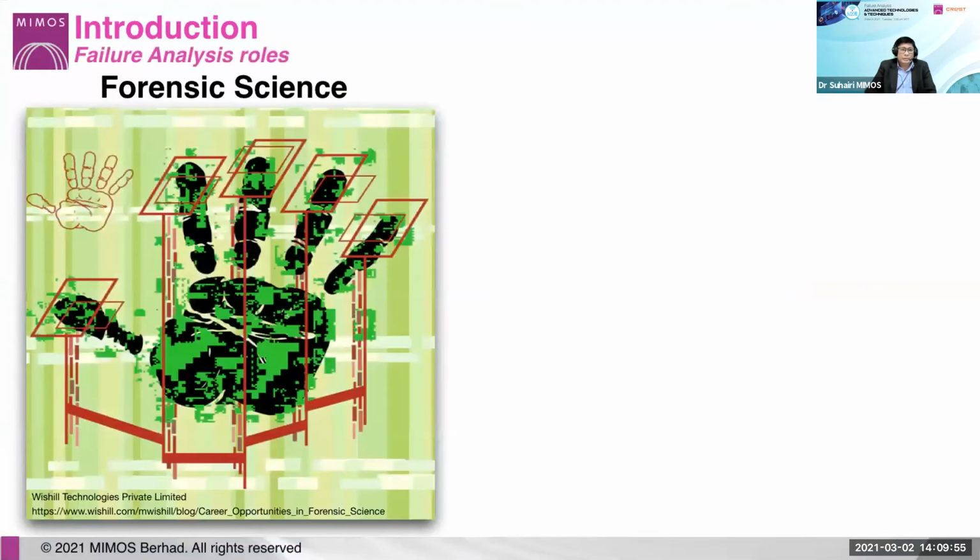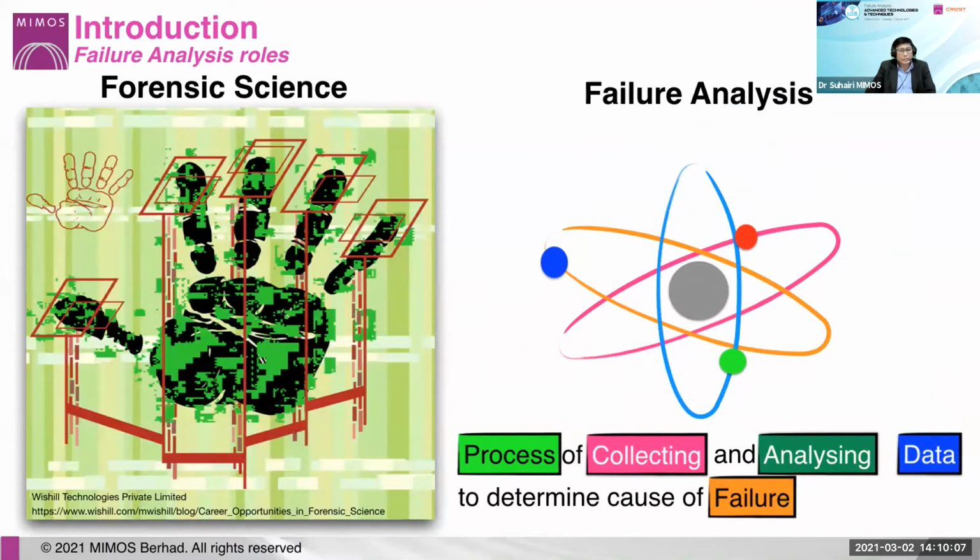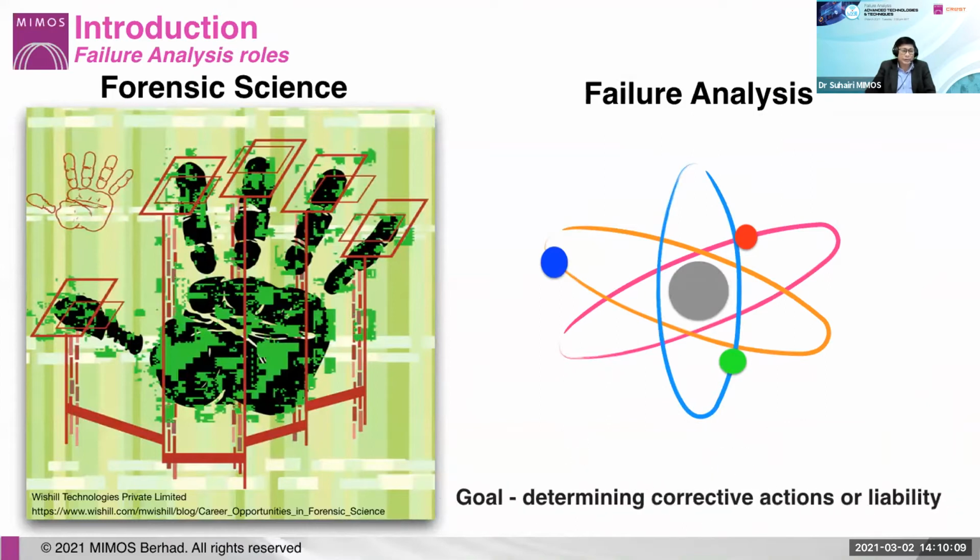So you see, forensic science and failure analysis resemble each other very much in the sense that they involve collection and analysis of data in order to find the root cause of failure. And it is done so that corrective action can be undertaken.